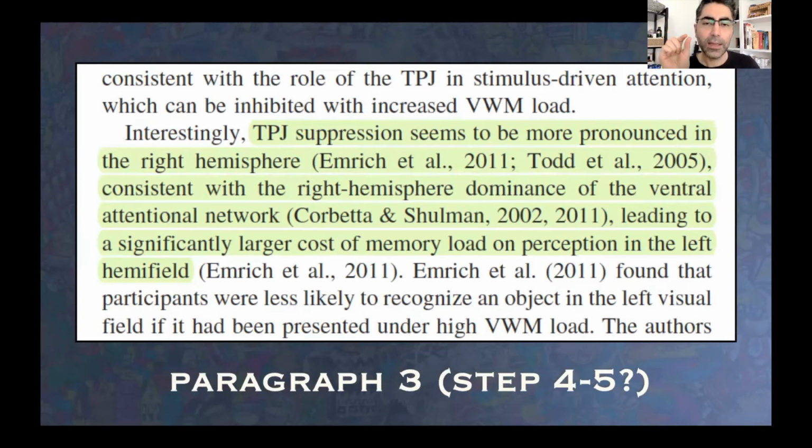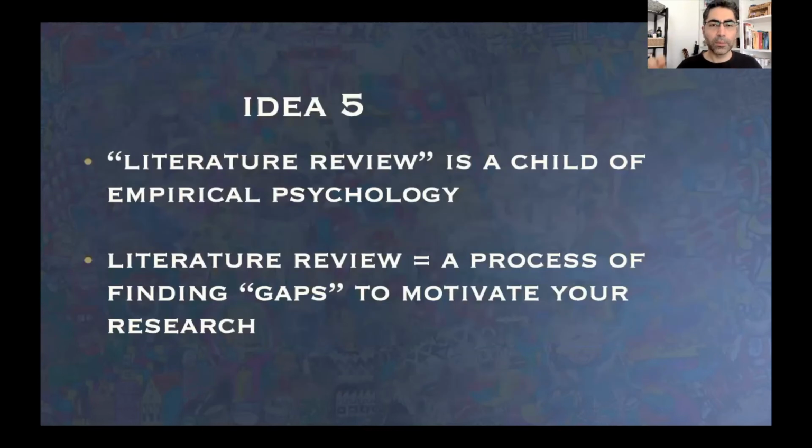Here the main articles cited are Emmerich and colleagues 2011, as well as Todd and colleagues 2005. So now that you have these ideas, you can read your own articles, the articles that are relevant to your work, while identifying the steps in their review. What is the first step, and what are the more foundational articles that they are citing, and what are the less foundational articles that are mentioned in the later stages of the review. All right, the 5th and last idea.